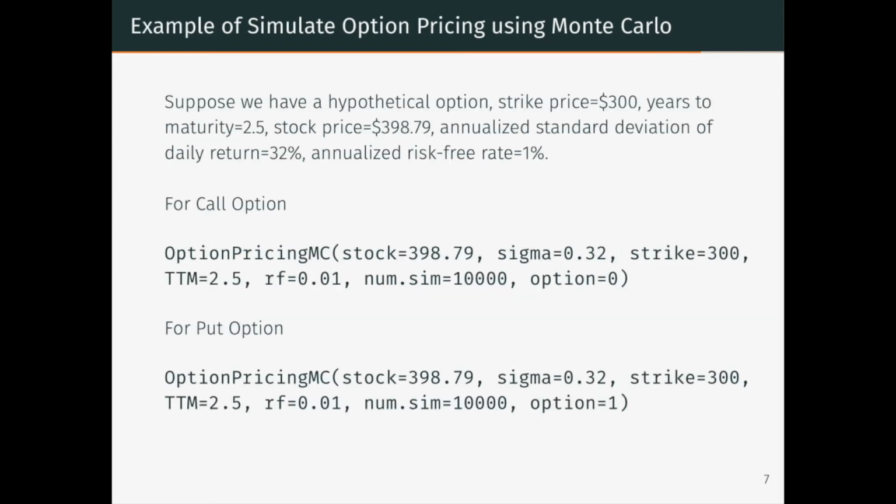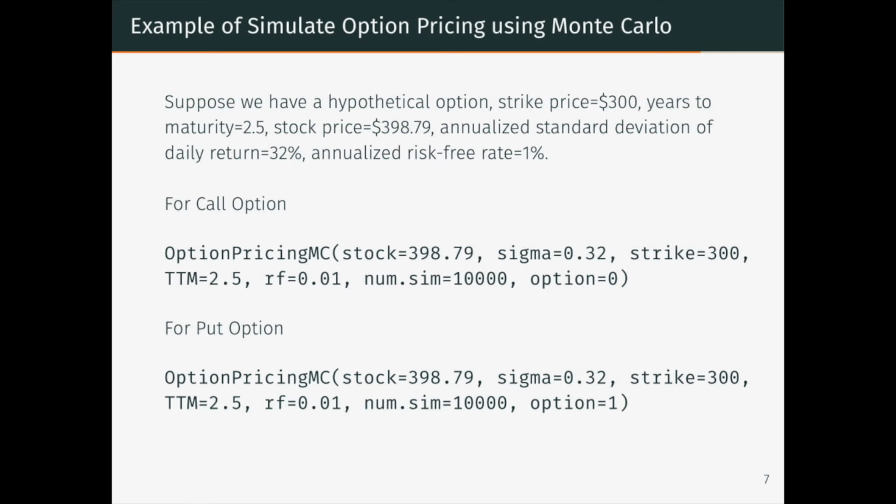Now I'm going to demonstrate how to simulate the stock price using our option price MC function by a simple example. Suppose we have a hypothetical option with strike price of $300, years to maturity of 2.5 years. The initial stock price is $398.79. Annualized standard deviation of daily return is 32%, and the annualized risk-free rate is 1%.